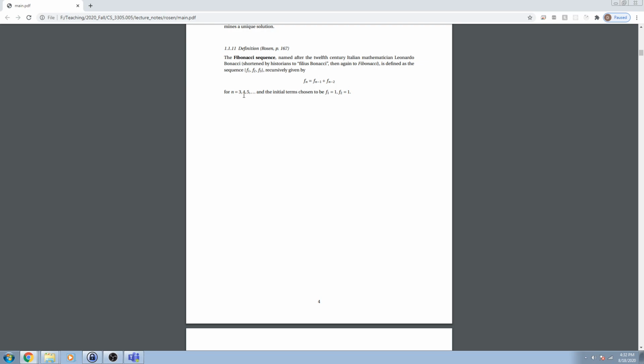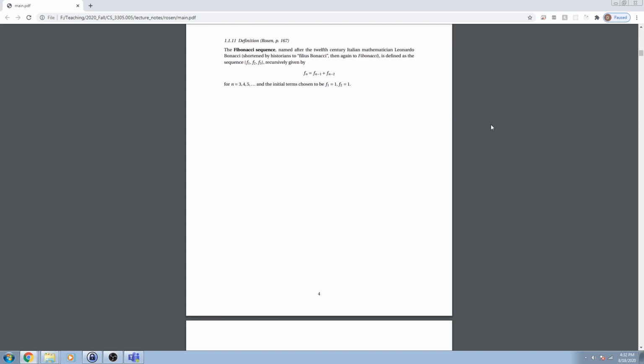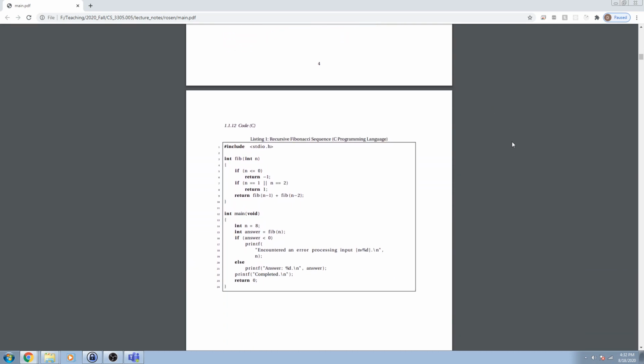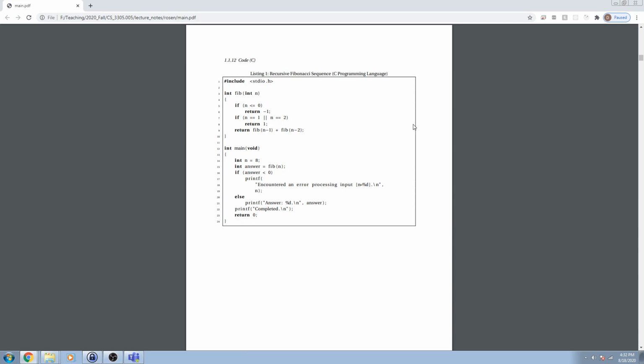2 plus 3 would be 5, and so on. Right. So I will make sure to get that fixed. Anyway, I don't want to confuse you in that regard. But yeah, so that's the Fibonacci sequence. And then throughout the notes, you'll see that there are some examples posted.